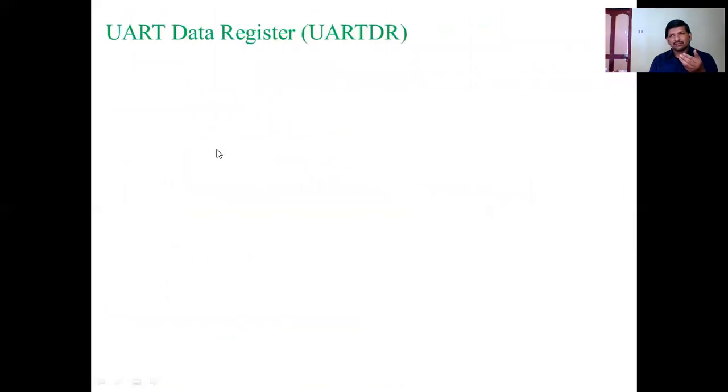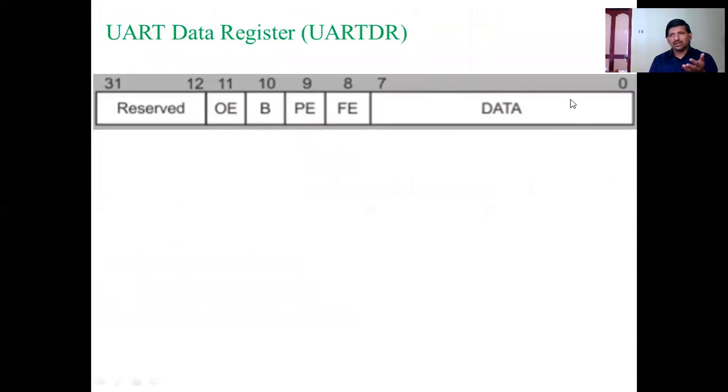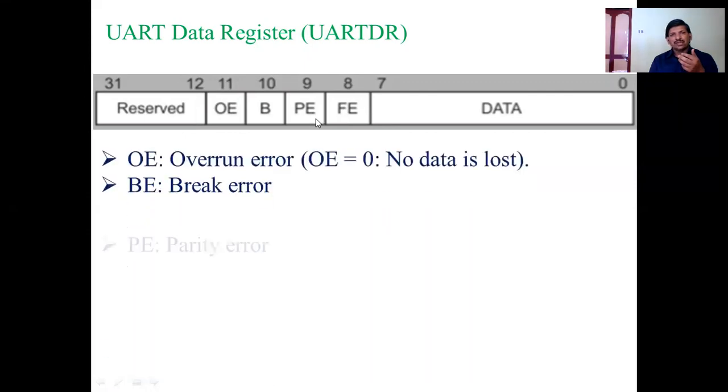Next, the data register. The data register is where we transmit the data. Here we are transmitting 8-bit data. So the first 8 bits contain the data, meaning the information. The next bits, 8, 9, 10, 11, are used for finding the source of error. What is the error we are getting in the frame? FE means framing error, PE means parity error, and there are also break error and overflow error. So based on these bit values, we find the type of error occurring in the frame.